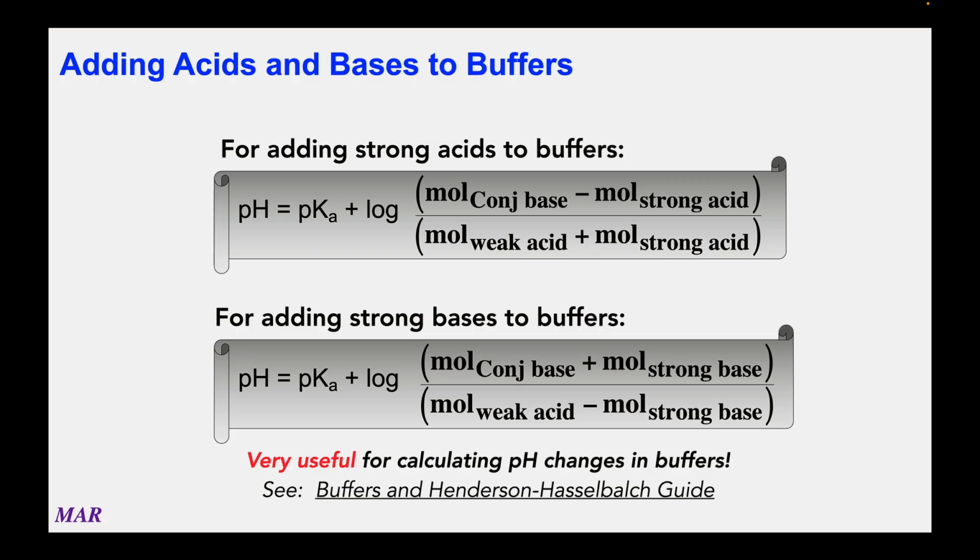So you can see the values there are different. It's add on the top and subtract on the bottom for the base. The acid was subtract on the top and add on the bottom. And these can be super useful, and I used them sometimes when I made buffers. I highly recommend good old Henderson-Hasselbalch.